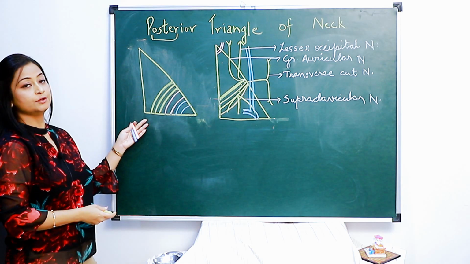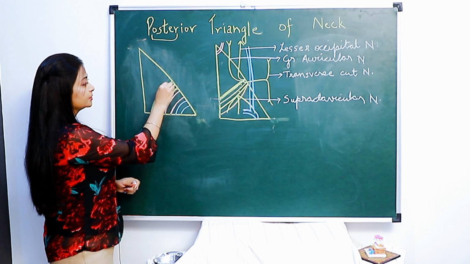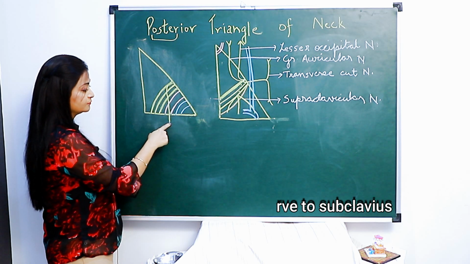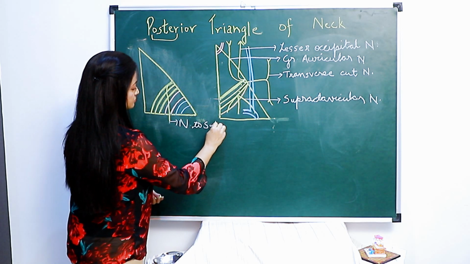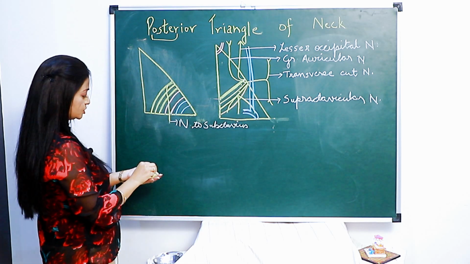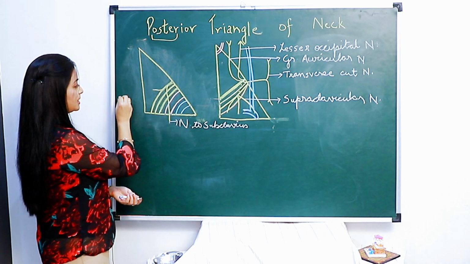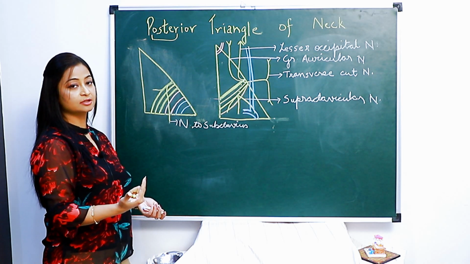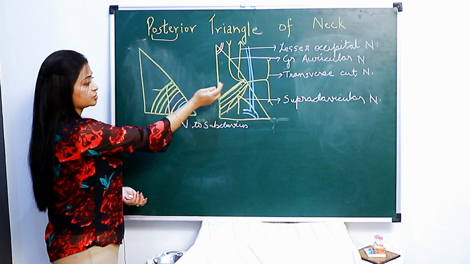Then you have a few other nerves which emerge from the brachial plexus. From the upper trunk, firstly you have the nerve to subclavius. Then you have the suprascapular nerve, also arising from the upper trunk. We have already seen the dorsal scapular nerve, that is the nerve to rhomboids, which has traversed up to the occipital triangle.